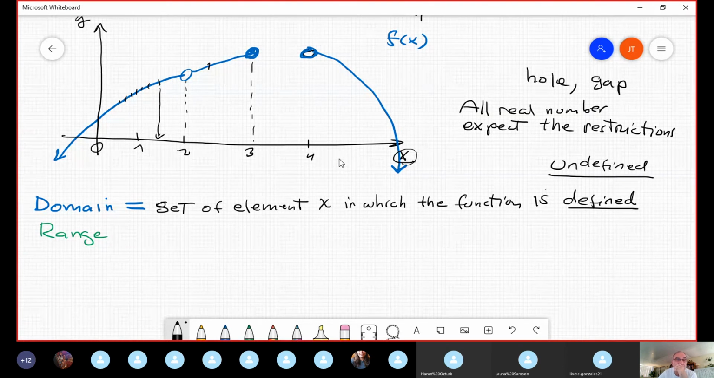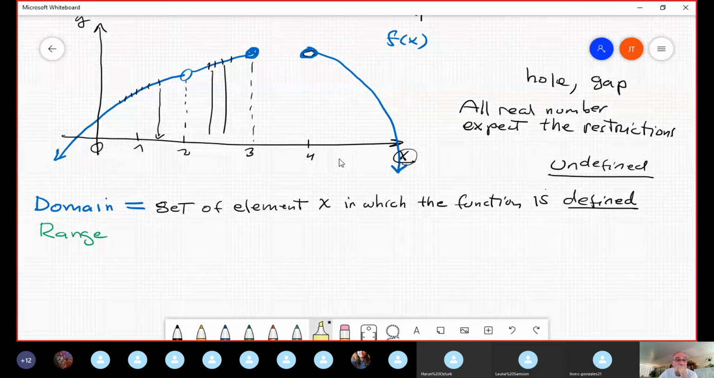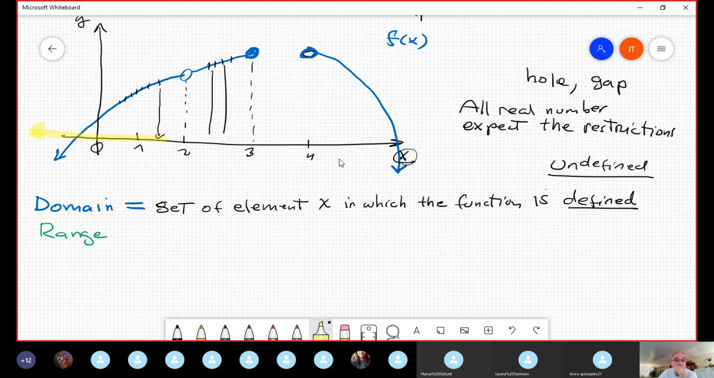Okay, here we continue. So my domain, in my opinion, let me highlight in this color, is from negative infinity to 2. And 2 stops, because we have a hole. We indicate the hole like that. And we continue, from 2 to 3. And 3, yes, we have 3 because this is closed. This is open. Include 3.